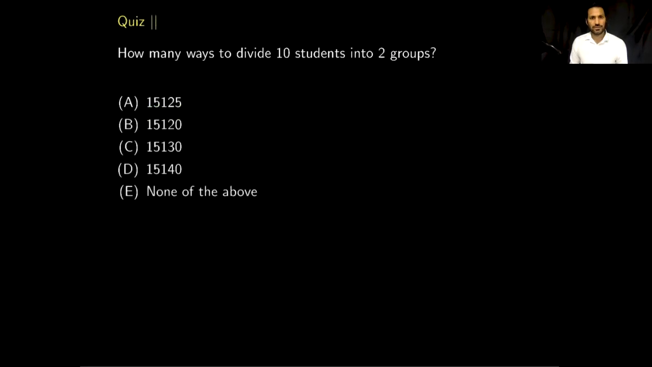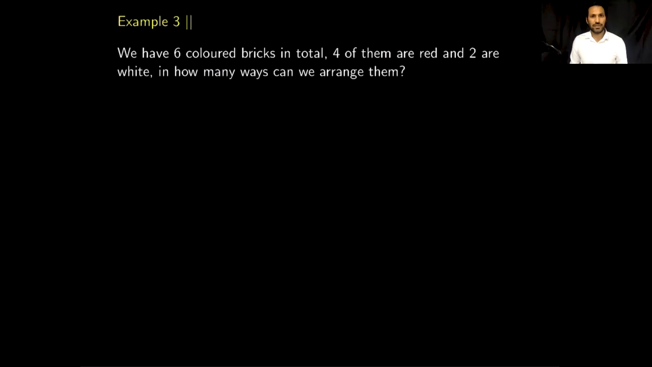Here I have one quiz problem for you to practice. Please pause the video for 1 or 2 minutes and work on this problem. Example number 3: we have 6 colored bricks in total. 4 of them are red and 2 of them are white. In how many ways can we arrange them?